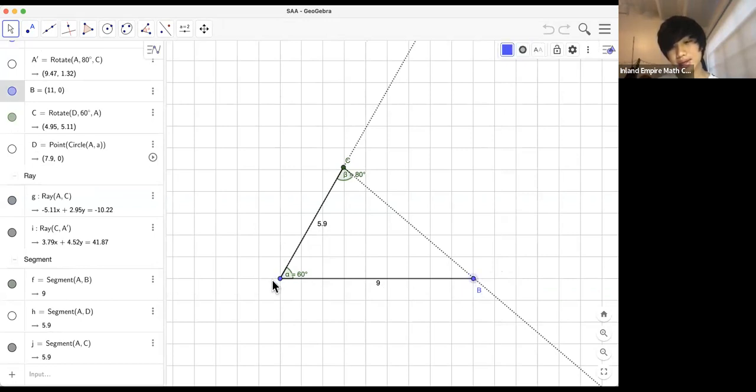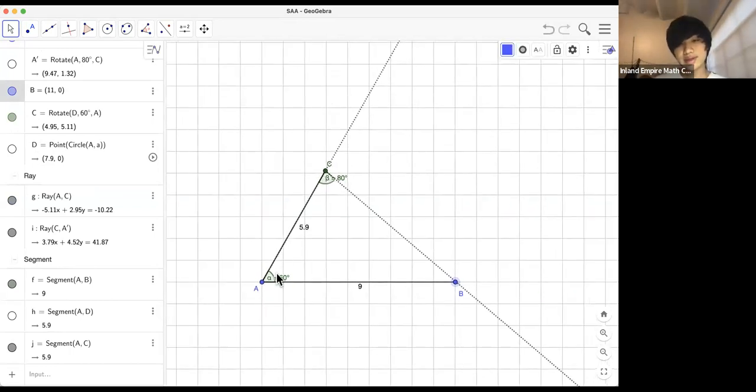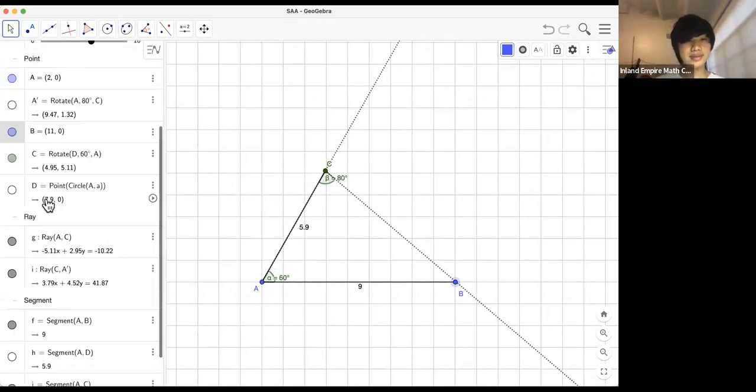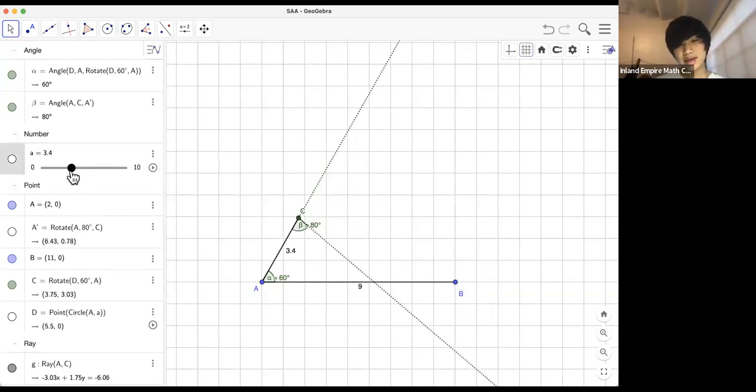So we know AB is 9 long, and we know that there's a 60-degree angle and an 80-degree angle. But the 80-degree angle is not connected to the 9 unit long line. So if we just continuously adjust this line right here, then you can clearly see that there's only one possible triangle that can be formed, right?